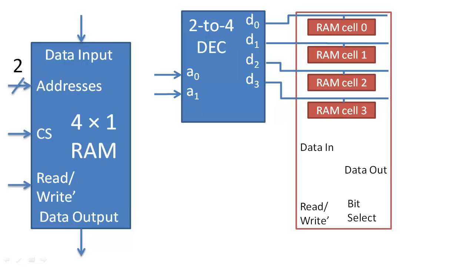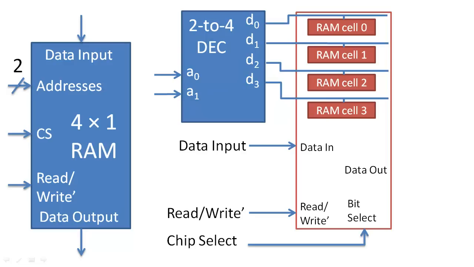The bit slice receives one bit of data input and the read-write signal. The chip select signal enables the circuit to be written to, and also enables the circuit's output by acting as the control bit of a tri-state buffer. When the chip select is 0, the circuit neither writes data to any of the RAM cells, nor does it transmit an output.